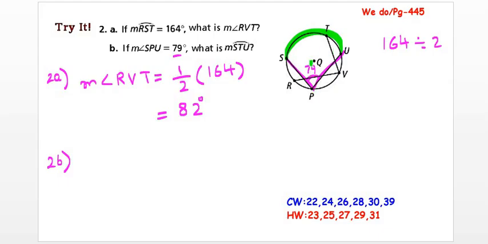Now this angle and this arc, what is the relationship between them? If you are talking about the arc, it will always be double of this angle. So if I want to find the measure of arc STU, it will be 2 times 79, because the arc measure is double the measure of the angle. And if we talk about the angle, it is half of the arc measure. Clear? So it's going to be 2 times 9 is 18, and 14 and 15, so 158 degrees.